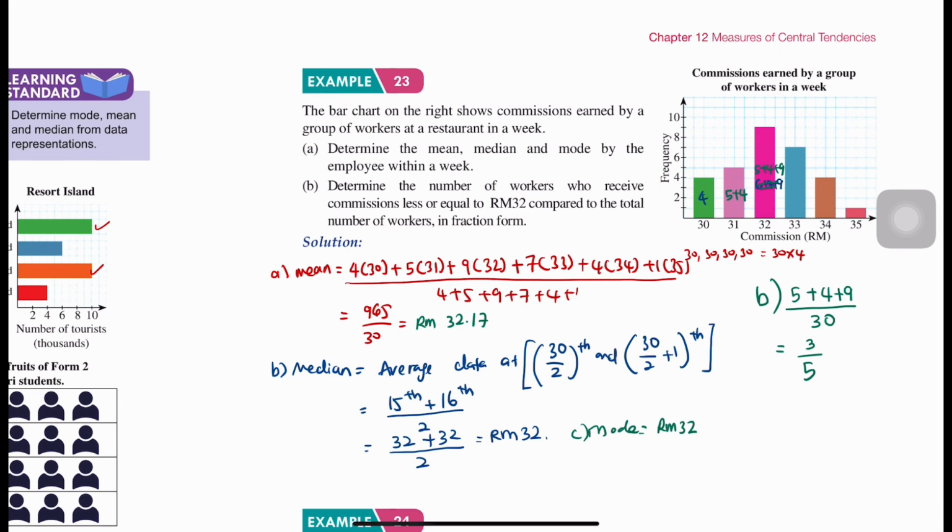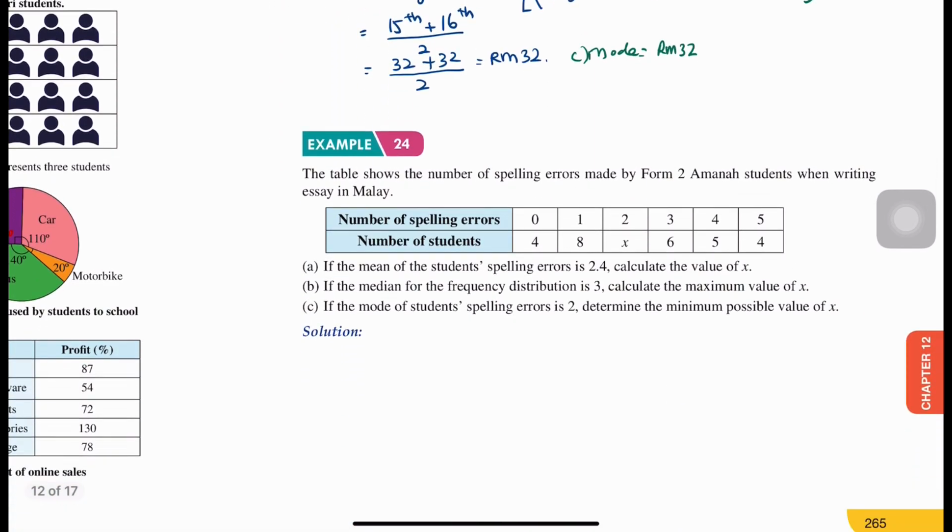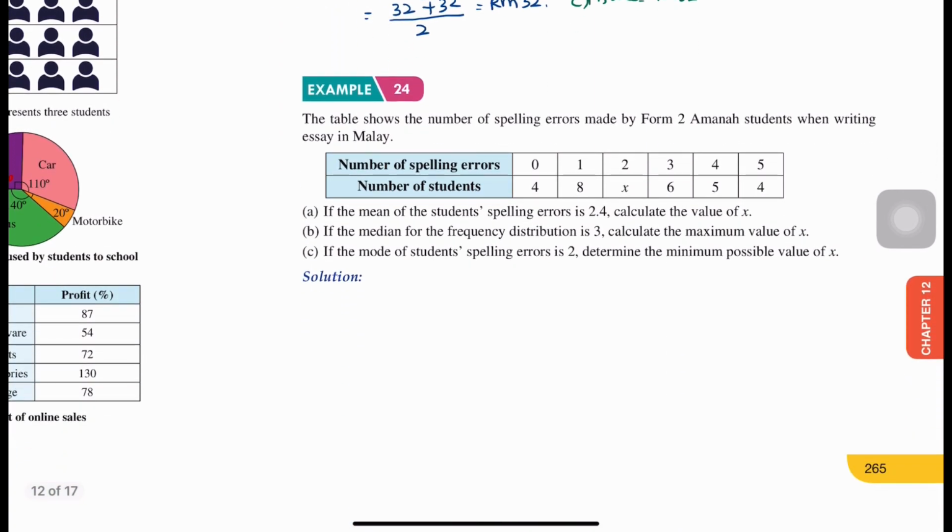Kalau awak masih confused, awak boleh pause the video, awak boleh rewind balik lah. This example. Okay, next, example 24. The table shows the number of spelling errors made by Form 2 Amanah students when writing essay in Malay. Number of spelling error: tak ada error, 1 error, 2 error, 3 error, 4 error dan 5 error. So number of students 4, 8, X, 6, 5, 4.